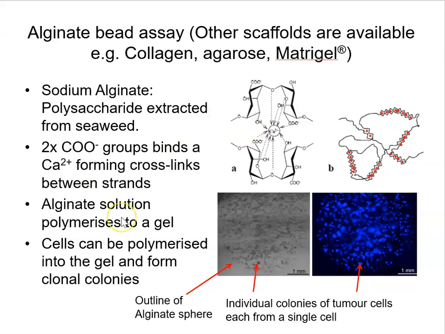Now in the learning materials folder I've put a YouTube video of me making some alginate beads, so you can see the whole process, which involves the first stages of cell culture all the way through to creating alginate beads and 3D cell cultures.